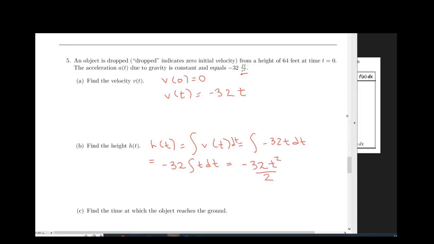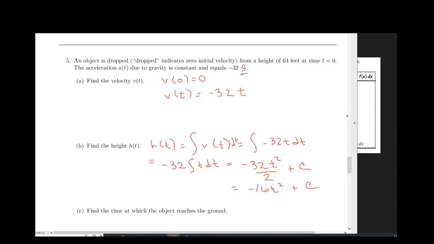2 plus c. No. Is it times 0? We're starting at time 0, but we don't have an end time. So I can't just put one number in. I need both numbers or no numbers. Right. So here, this equals negative 16t squared plus c.